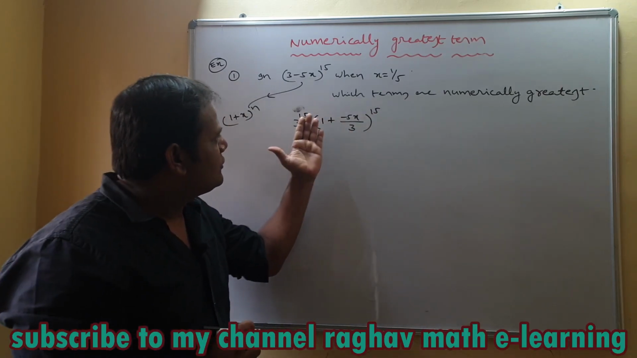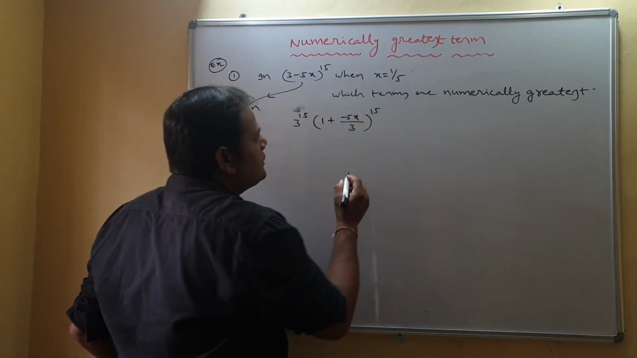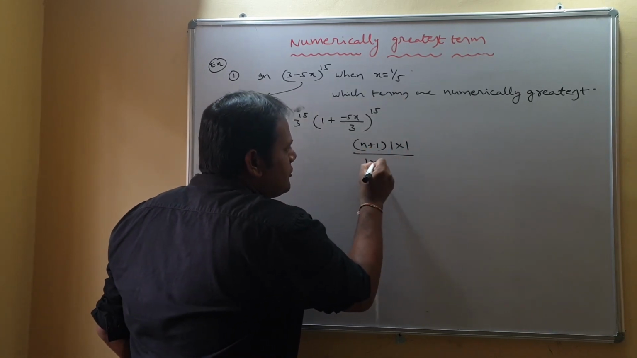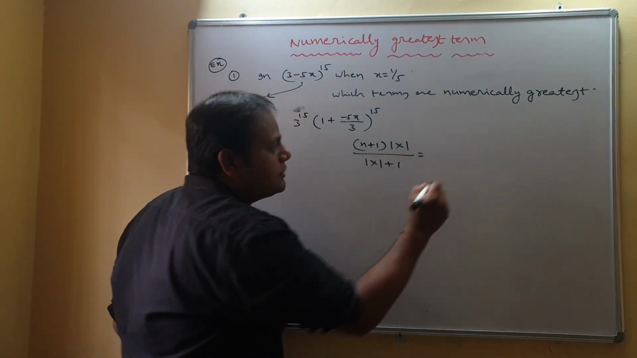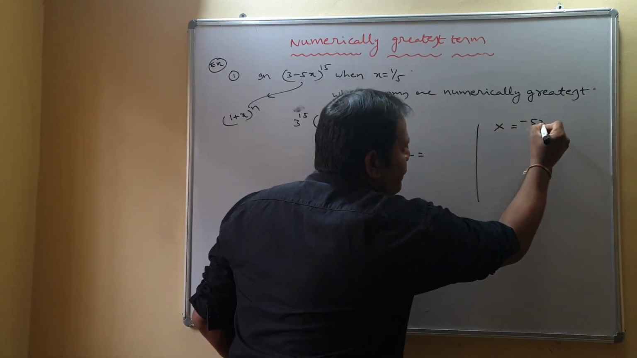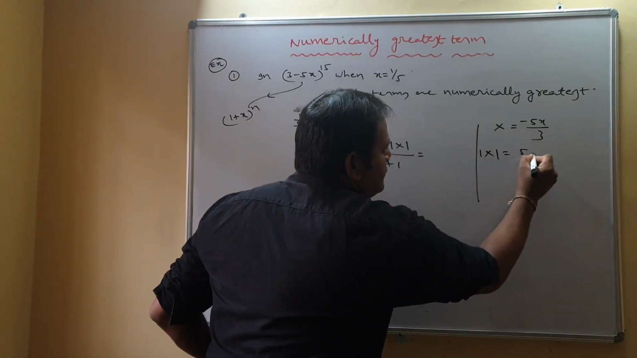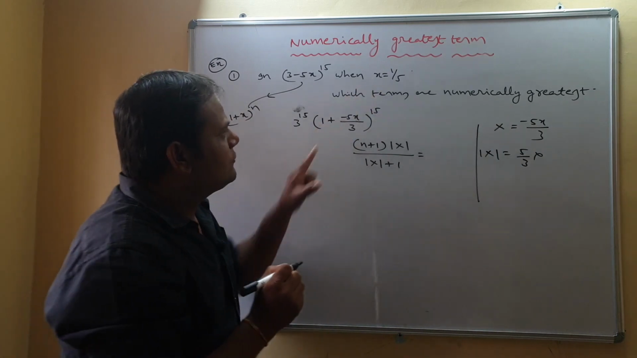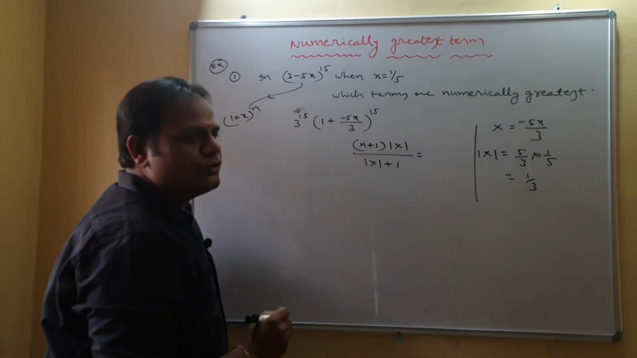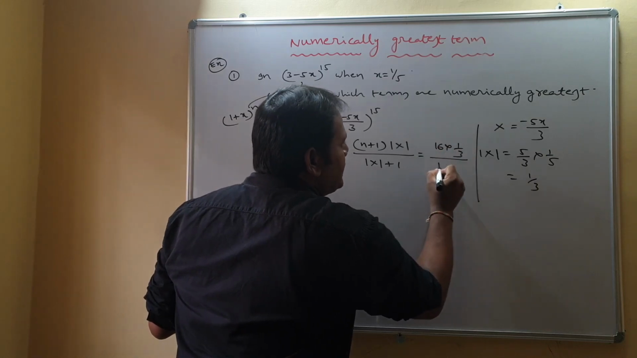Now this is like (1 plus x) whole power n. So what do we have to find? We have to find the value of (n plus 1) into mod x by (mod x plus 1). Here in place of x we have minus 5x by 3. Now we want the mod x value. So mod x equals 5 by 3 into what is x given? 1 by 5. So what is this? It is 1 by 3. Just put the value here and simplify: n plus 1 is 16, into (1 by 3) by (1 by 3 plus 1).